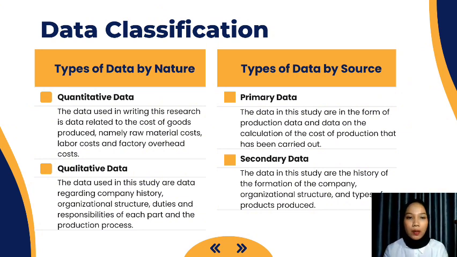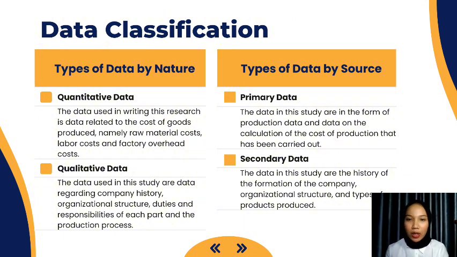Types of data by nature. One is quantitative data. The data used in writing the research is data related to the cost of goods produced, namely raw material cost, labor cost, and factory overhead cost. Two, qualitative data. The data used in the study are data regarding company history, organizational structure, duties and responsibilities of each part and the production process.